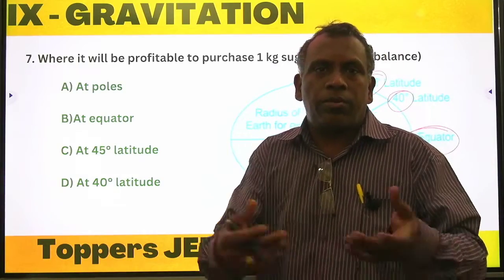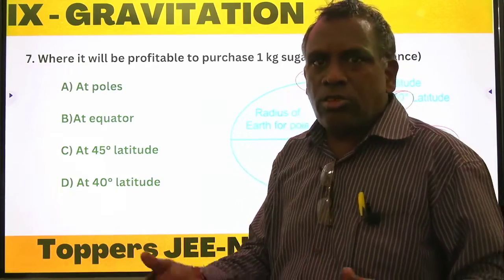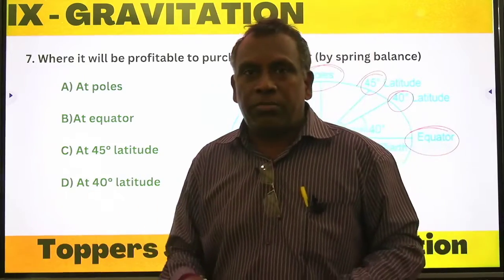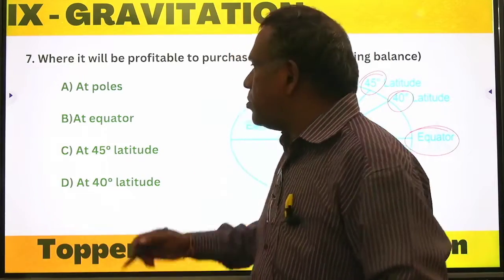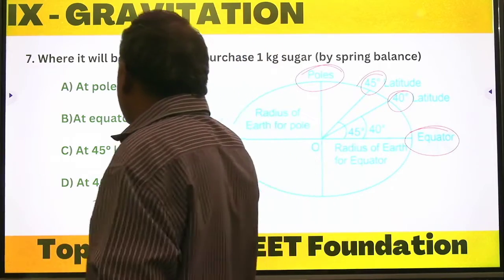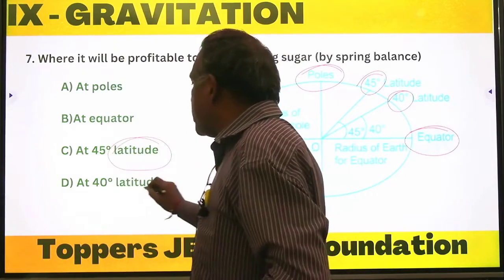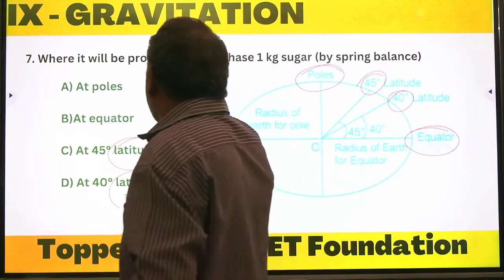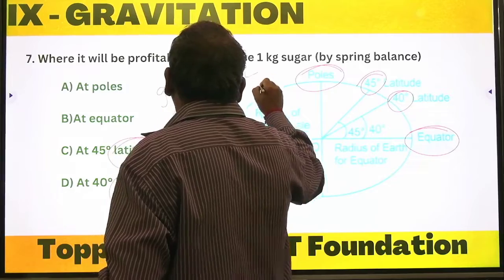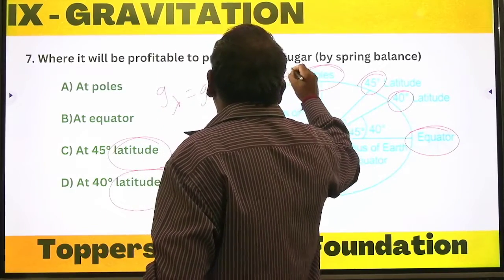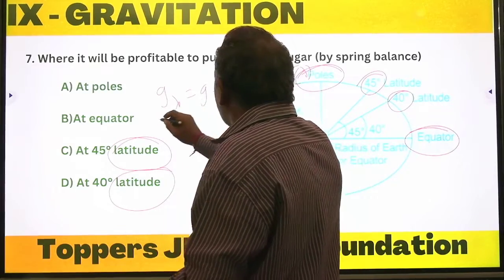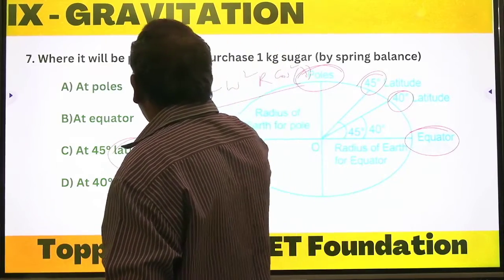For example, you are purchasing 1 kg sugar. So where will the g value be maximum? The g value will be maximum at the poles, and minimum at the equator. So g value depends upon latitude. That is g lambda equals g minus omega square R cos square lambda. Of course, this is the formula; we are not going to discuss this.